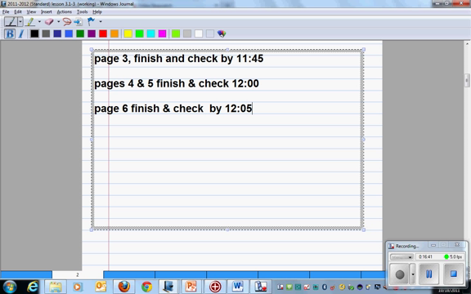Then you're going to do pages 7 and 8. That's going to be a hands-on lab, the tennis ball lab. When you get to that, raise your hand. I'll be happy to help you. Okay, that's your timeline. All right, go ahead and turn the light on.